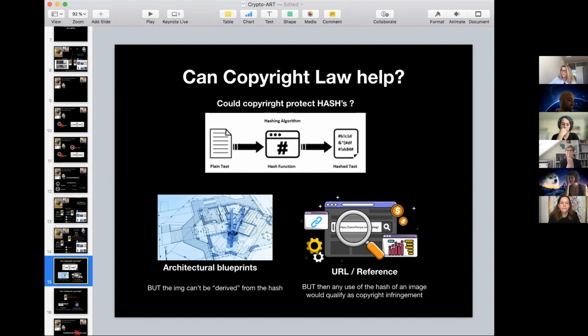And then similarly, the idea that because the hash is a reference, it's referencing directly that particular work, and it's kind of like a fingerprint. But actually recognizing some kind of extended protection over the hash will also mean that anytime someone uses the hash of an artwork for any possible reason, such as linking on IPFS and so forth, that will qualify as copyright infringement. So that would be really problematic.